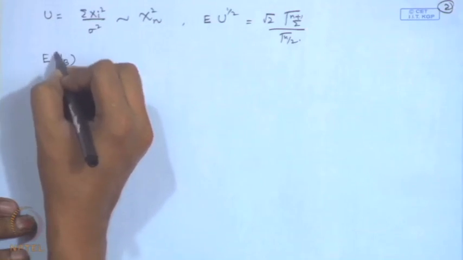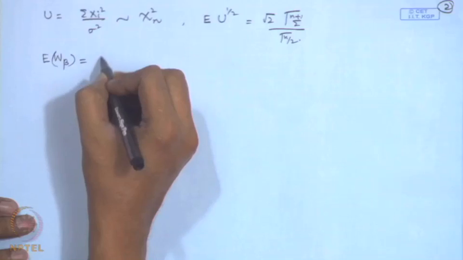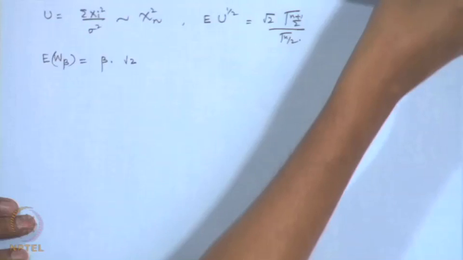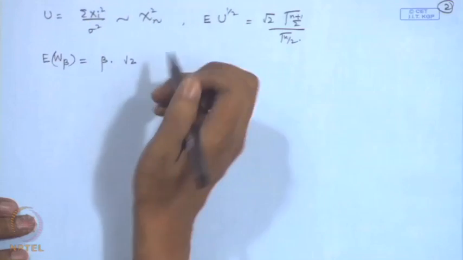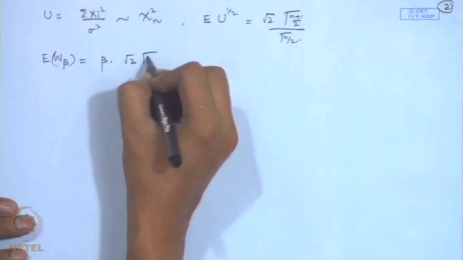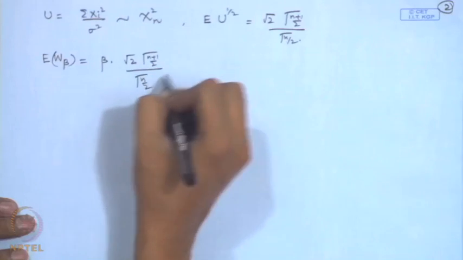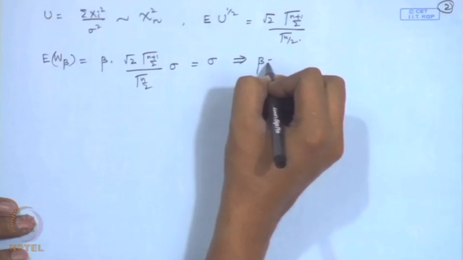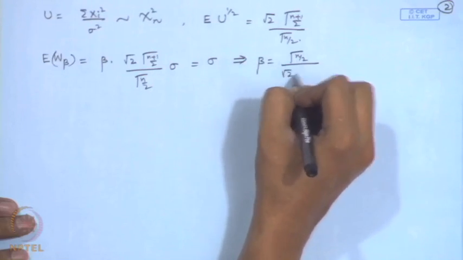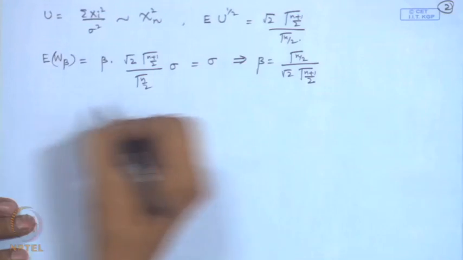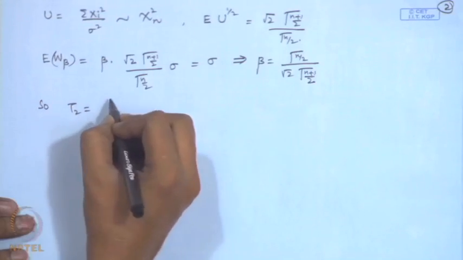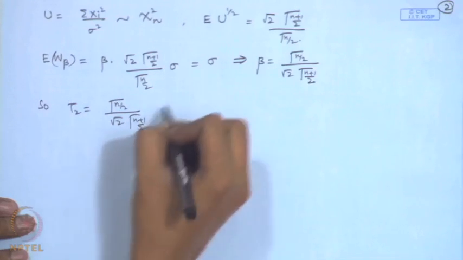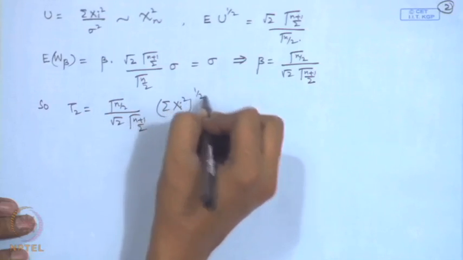Therefore, expectation of W beta turns out to be beta times root 2 and here we will get gamma (n plus 1)/2 by gamma n/2 sigma. Once again, if I want this to be unbiased, then I equate it to sigma, that means beta should be equal to gamma n/2 divided by root 2 gamma (n plus 1)/2. So, T2 is equal to gamma n/2 by root 2 gamma (n plus 1)/2 times (sum of X_i square) to the power half.